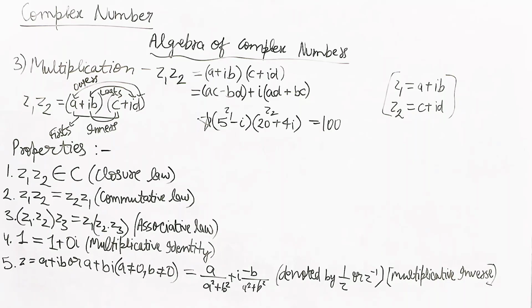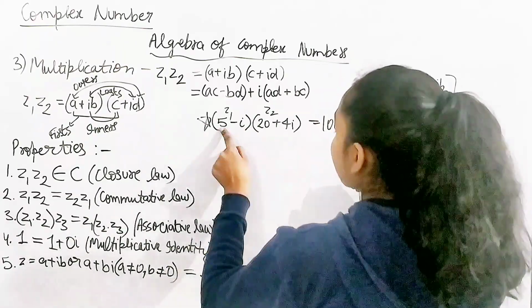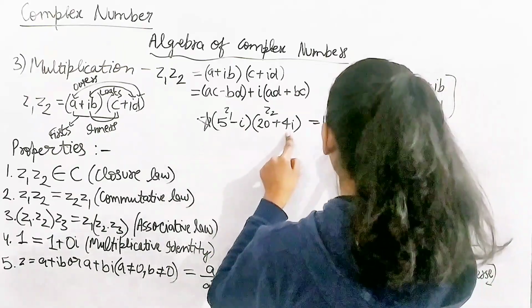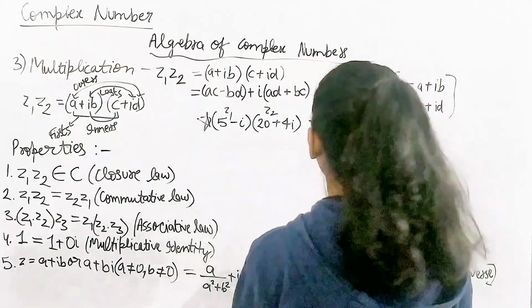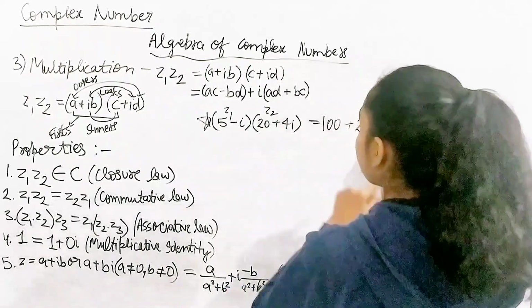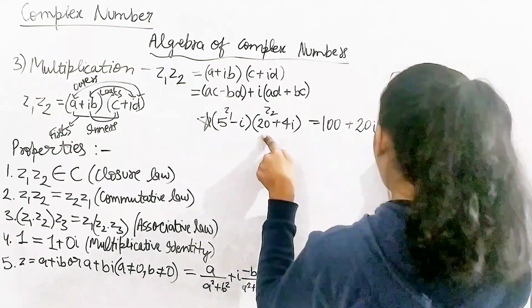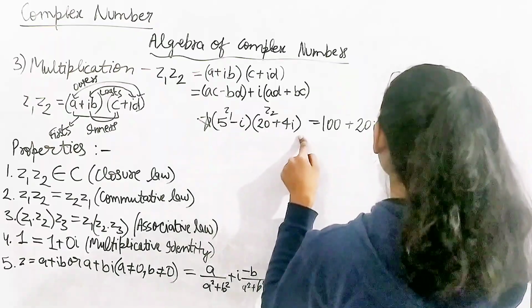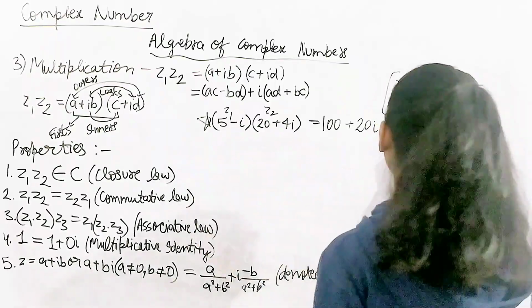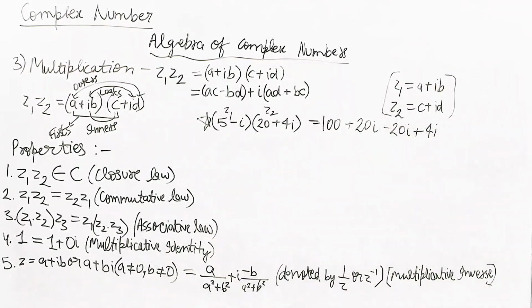Okay, so let me just tell you in a real simple way. What we got here was 5 for the 20, right? So I got 20 plus 20 iota. I'm writing it right here. And then what I got with iota with 20 was a negative 20 iota. And with iota with 4, what did I get? Plus 4 iota, right?